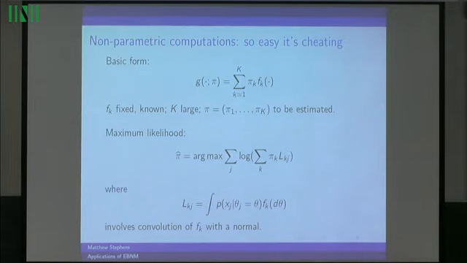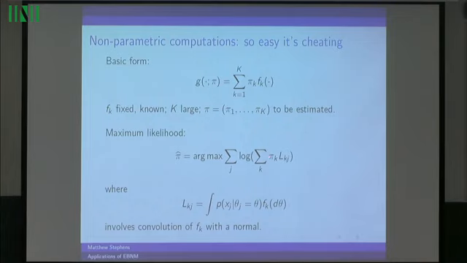So the basic idea is to take G to be a mixture of a large number of components where the components are fixed and known, maybe normal, maybe uniform, for example, and the mixture proportions are what we're estimating. So it turns into a maximum likelihood estimation problem. It's now a finite, but large, number of parameters, and this is a convex optimization problem.